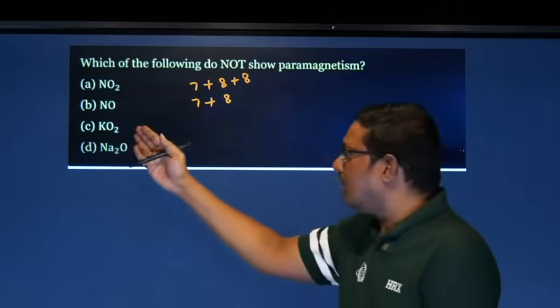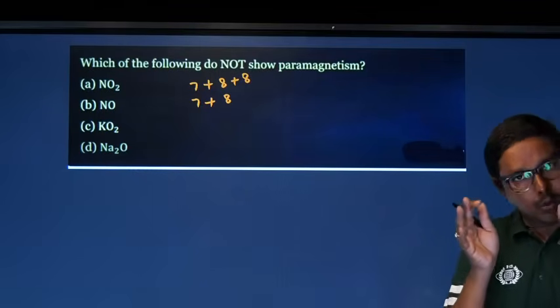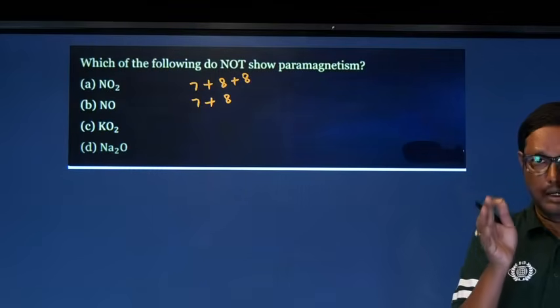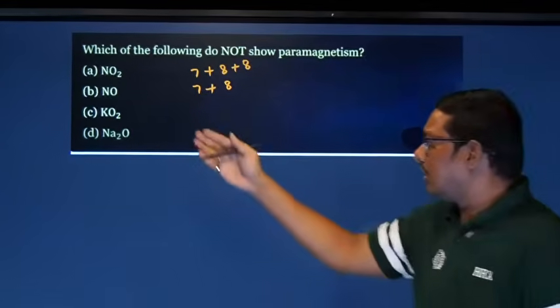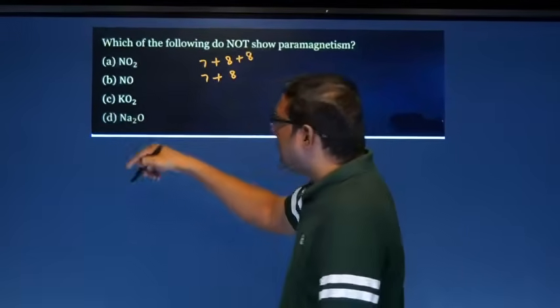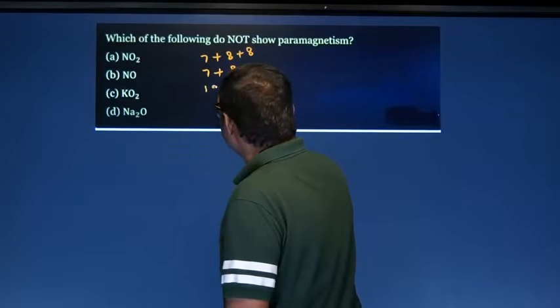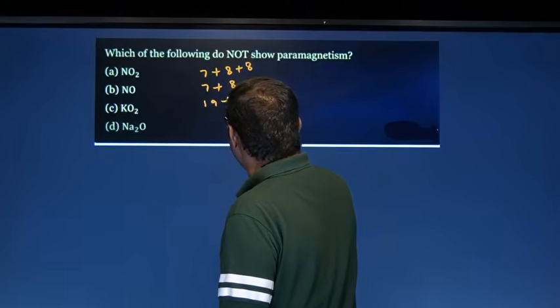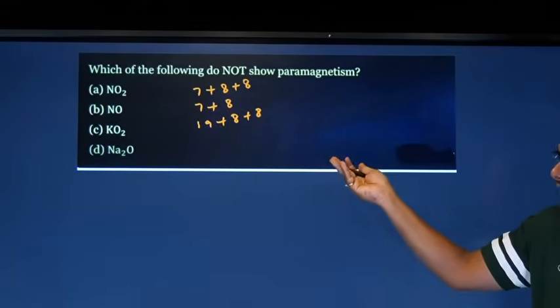Then KO2, you can call it superoxide. A special word: superoxide has a 3 electron bond. For KO2, the total number of electrons you can count here: potassium 19, oxygen 8 plus 8 again. No doubt it has an odd number, so again paramagnetic in nature.